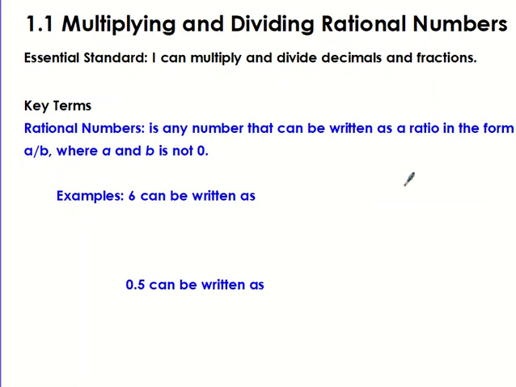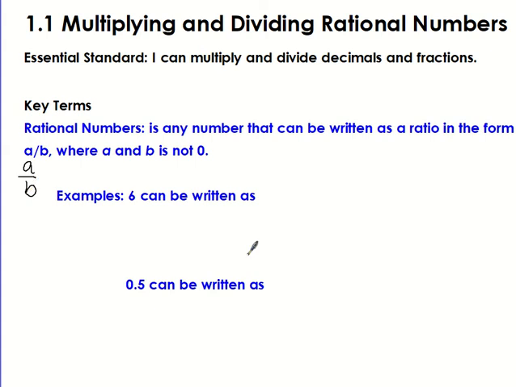All right, so we're still reviewing 1.1, multiplying and dividing rational numbers. Even though we've been talking about it, I want to review what a rational number is. Remember, rational numbers are any number that can be written as a ratio in the form a over b, that's a fraction, a over b, where a and b are not 0. And they're different, right? So we're going to write down some examples. Your examples are blank, so copy this down.